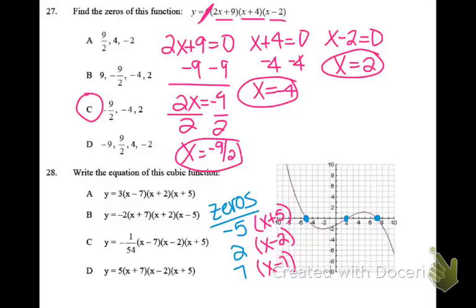So looking at these factors, the only one that has all 3 of these factors is letter C. So your answer for that has to be C. Now, if for some reason it's not in factored form, what you can do is you can take all of these answer choices and graph them into the calculator and see which graph looks like this. And the only graph that'll work will end up being letter C.